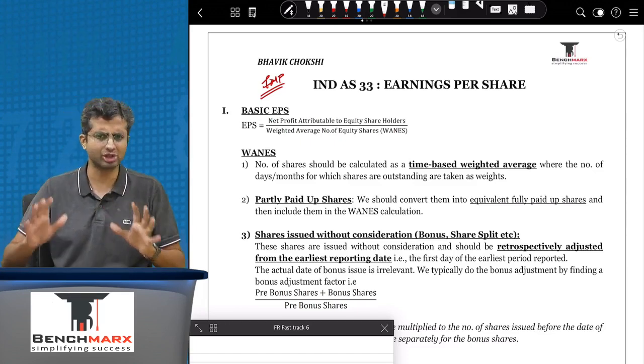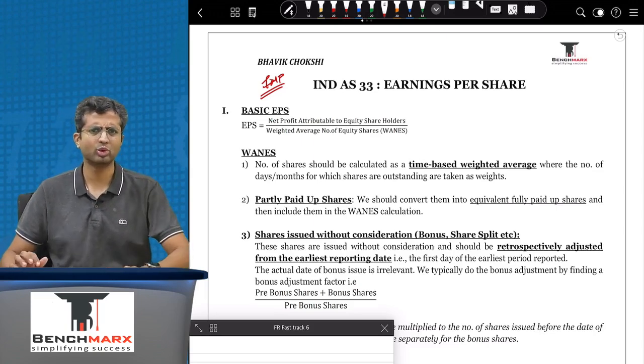And hence the net profit attributable to ordinary shareholders will be after deducting all expenses, considering all incomes, and then you will divide it by shares. That will typically give you the basic EPS.